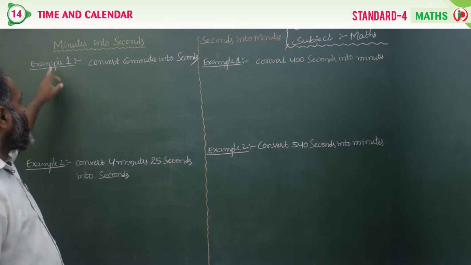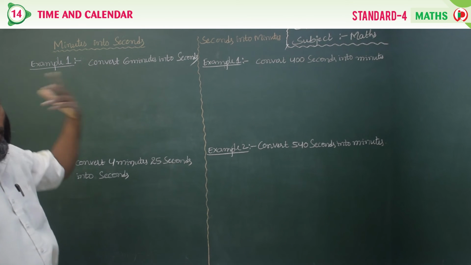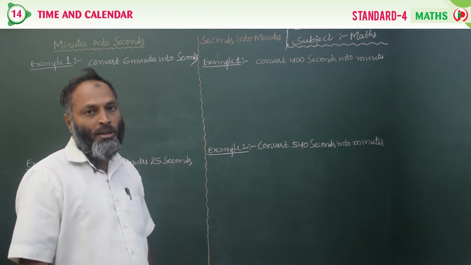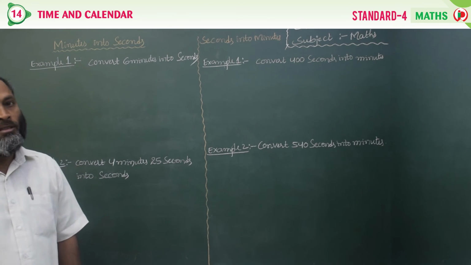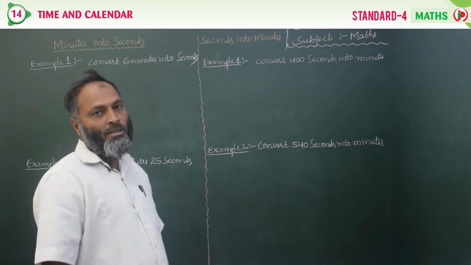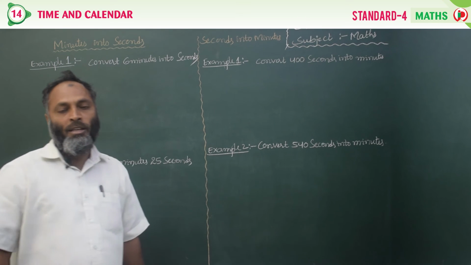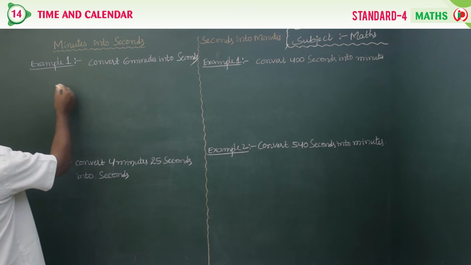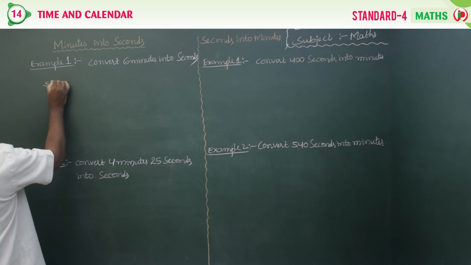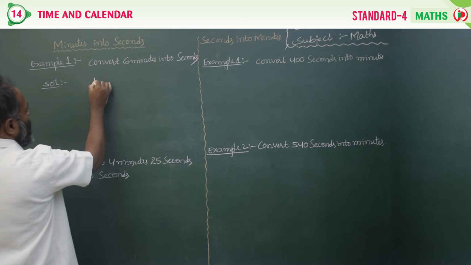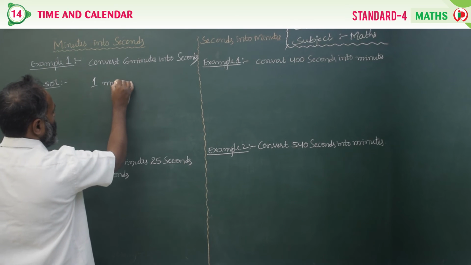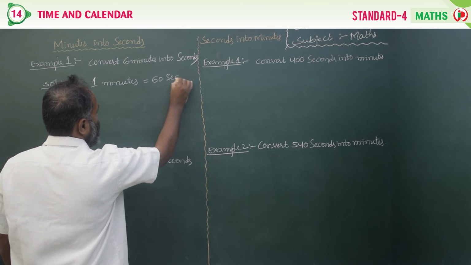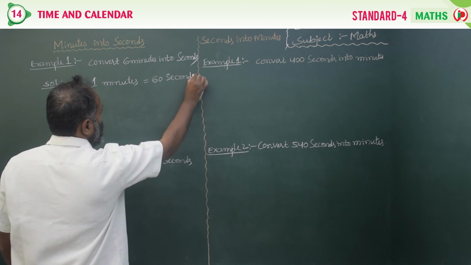Now the students' next concept: minutes into seconds. The conversion of minutes into seconds. Minutes are bigger and seconds are smaller. So if we convert bigger into smaller, we should multiply by the unit quantity. Here, convert 6 minutes into seconds. First the unit, that is 1 minute. 1 minute is how many seconds? 1 minute means 60 seconds.